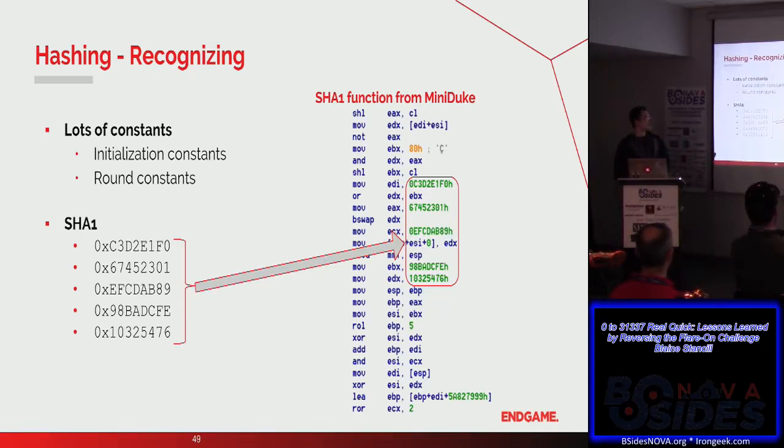So again, I'm going to pull Minidook back out, and it was actually statically compiled with SHA-1. If you didn't know what it was, you'd spend a lot of time on it, but from here it's easy to recognize that it matches the SHA-1 initialization constants. And there are other constants like round constants, because hashes go through a lot of different rounds, etc.